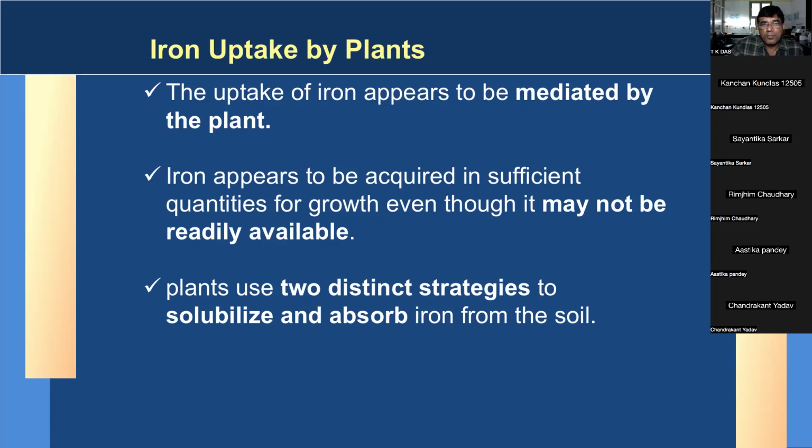But many other aerobic plants like wheat, sugarcane, or all other plants, irrespective of their families, are able to take up iron in ferric form. So they have got a different mechanism of iron uptake. And in rice, those kinds of mechanisms are not available. So it requires only ferrous. So iron appears to be acquired in sufficient quantities for growth even though it may not be readily available.